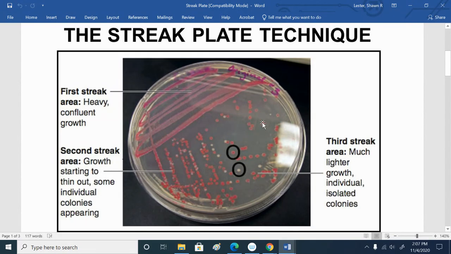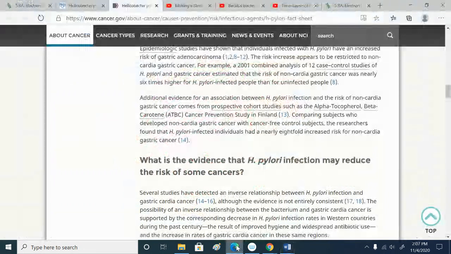So this is zone 3, zone 2, and zone 1. So you notice we have a lot of bacteria in zone 1, fewer bacteria in zone 2, and the fewest in zone 3, where we have nice, discrete, isolated colonies. So let's watch a video.